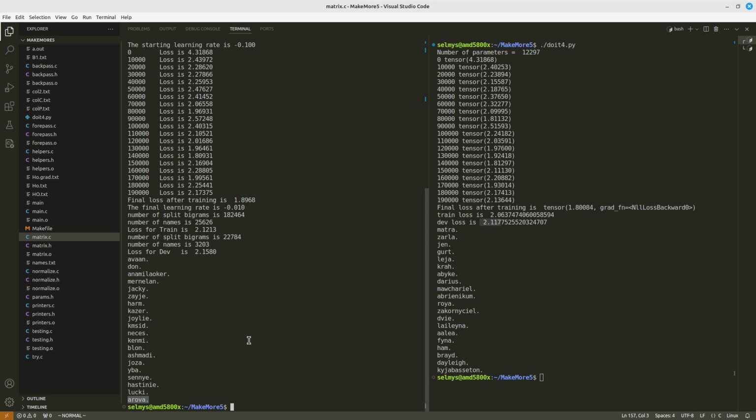Anyway, I want to just close all this stuff now. Let's see, close this. And what I want to do now is go back and start looking at backpropagation through the normalized layer.